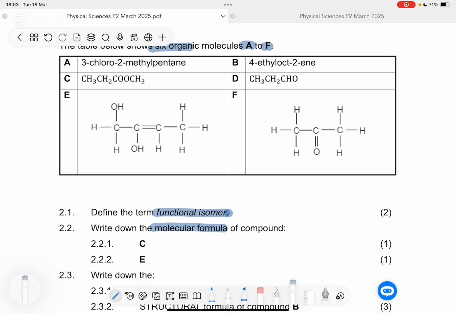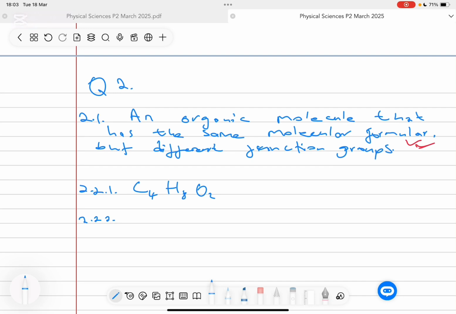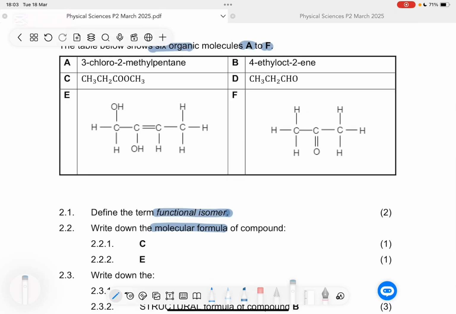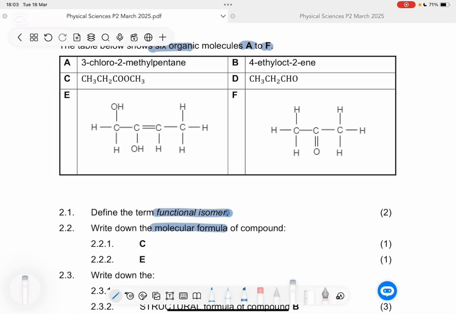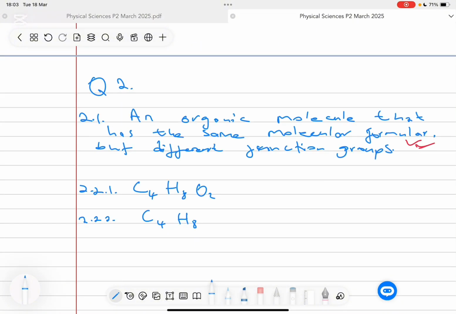And when you look at the molecule E, we can see that we have 1, 2, 3, 4 carbons, and we also have 1, 2, 3, 4, 5, 6, 7, 8 hydrogens. Then we have 2 oxygens, 1, 2, and that is actually 2 oxygens.